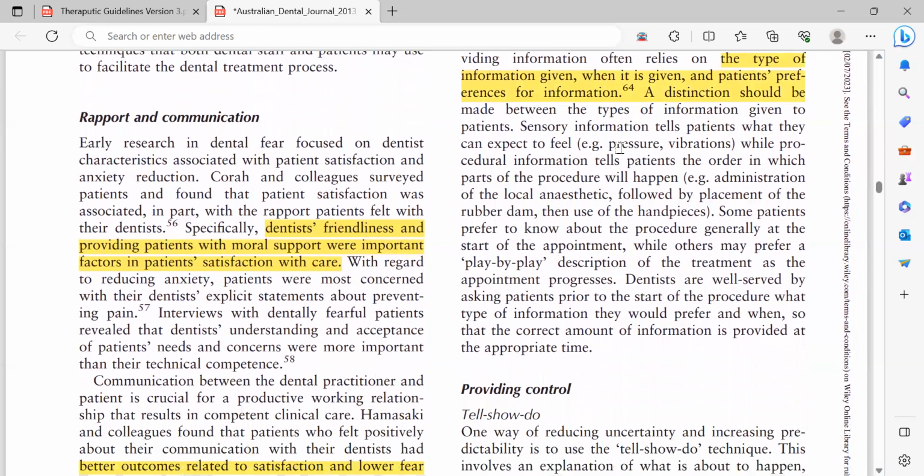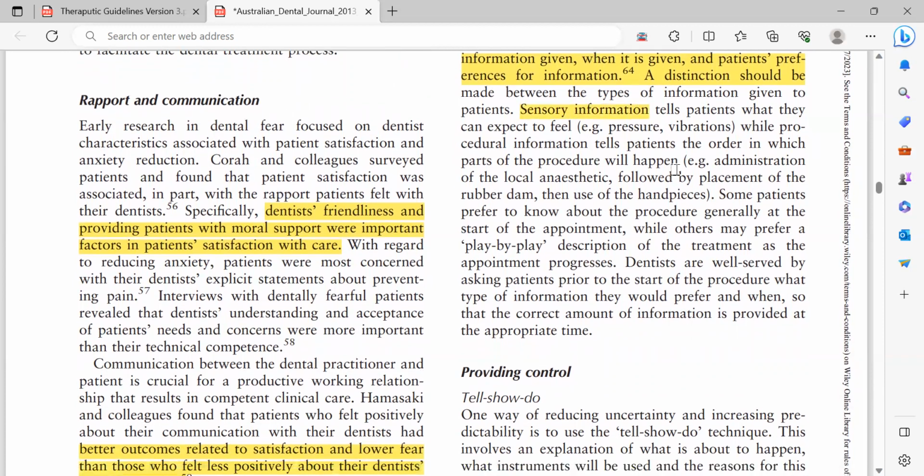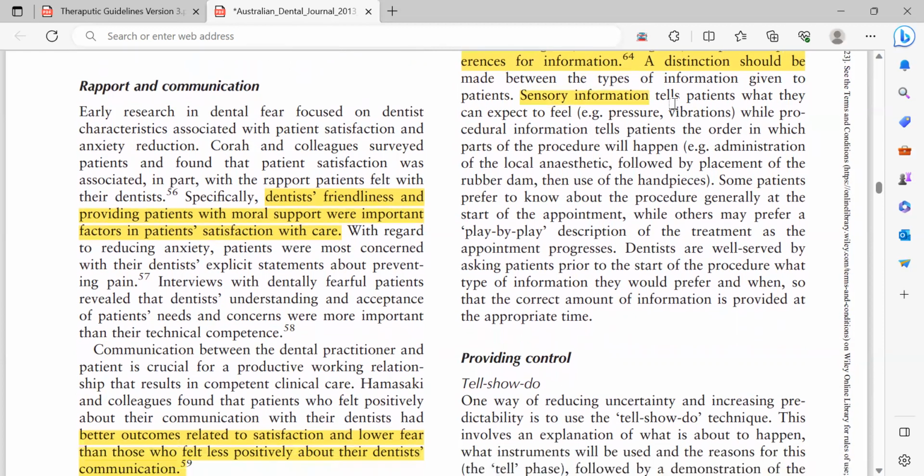Okay, so sensory information tells the patient what they can expect to feel when you are doing the extraction. After you have numbed the patient, you would explain that they would feel pressure, but there should not be any pain. If you feel pain, tell me and I'll give you more numbing solution. Vibration: if you are using a slow speed handpiece, you all know that it is a bit bumpier and the patient would feel the vibration, so you need to tell your patient what sensation they would feel.